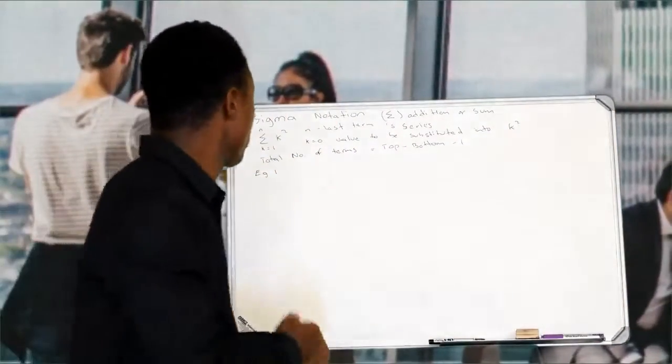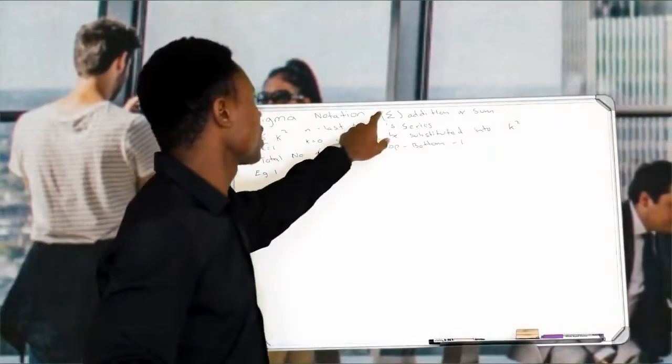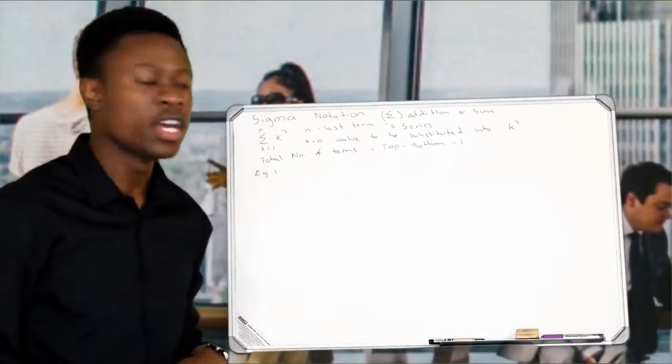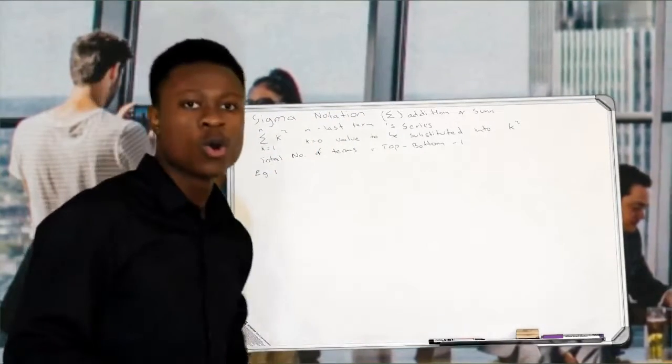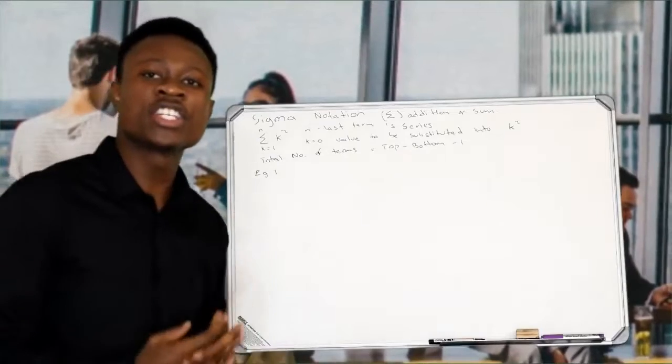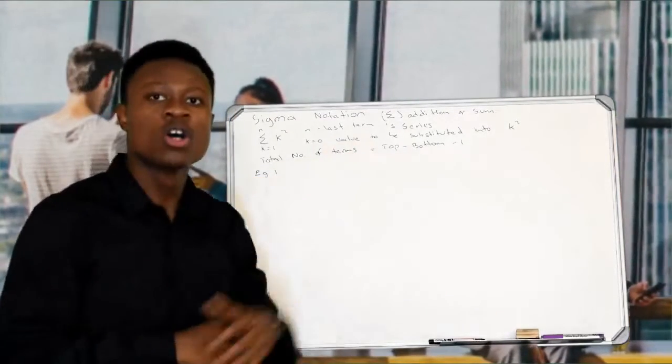Today we'll be doing sigma notation. What is sigma notation? Basically, sigma notation is that symbol there, that little symbol that looks like an E, a weird looking E. What does that symbol mean? It means addition, or sum of.